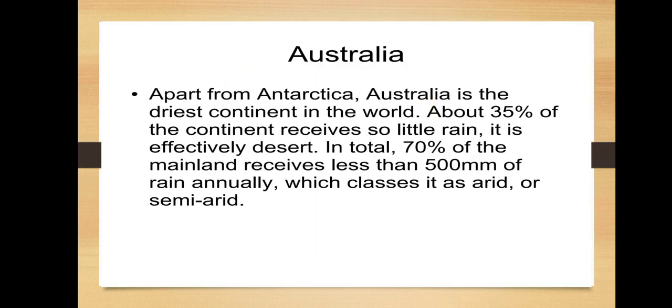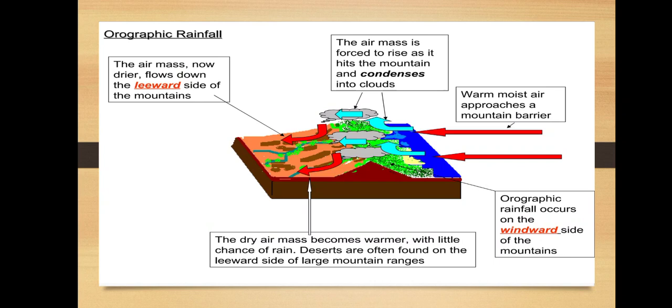Okay, let us continue. I have here an example: Australia. Apart from Antarctica, Australia is the driest continent in the world. About 35% of the continent receives so little rain it is effectively desert. In total, 70% of the mainland receives less than 500 millimeters of rain annually, which classes it as arid or semi-arid. So we have orographic rainfall here. The leeward portion is the color red, then the windward portion is the color blue.